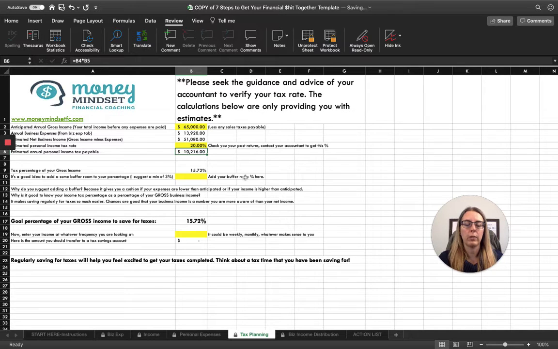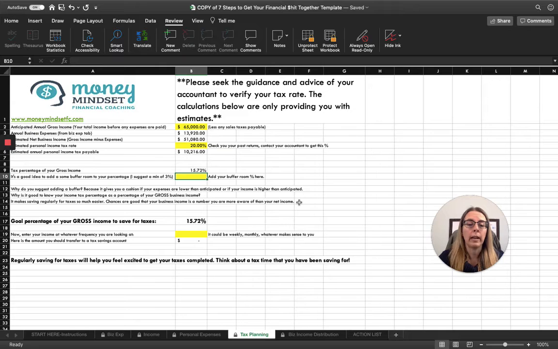The reason I like to look at it as the percentage of your gross income versus a percentage of your net income is because that calculation of expenses is a barrier. So if you can see every month you make this much and you calculate your percentage and that's exactly what you should transfer to your tax savings account, it just saves a step and breaks down a barrier.